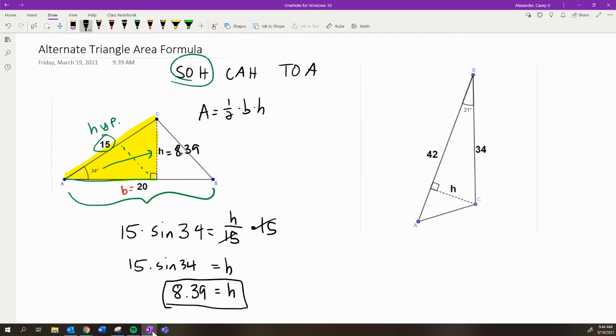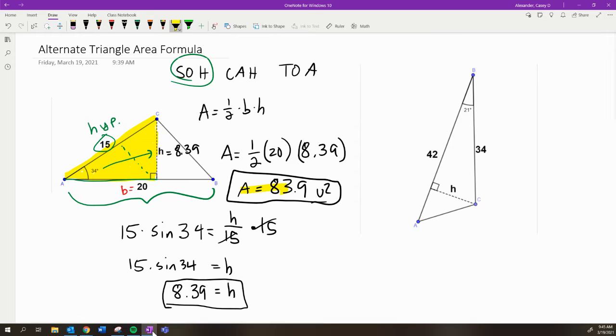And now that we know that, and we know the base is 20, we can find the area. We just had to use trig to calculate the height. So we could do 1/2 times 20 times 8.39. And what we're going to get there is 1/2 times 20 is 10, and 10 times 8.39 is 83.9 square units for our area. So again, the first step was to just use trigonometry to find the height. And we're only able to do that because when you draw the height, you make a right triangle. And once we have the height, then we can find the area.